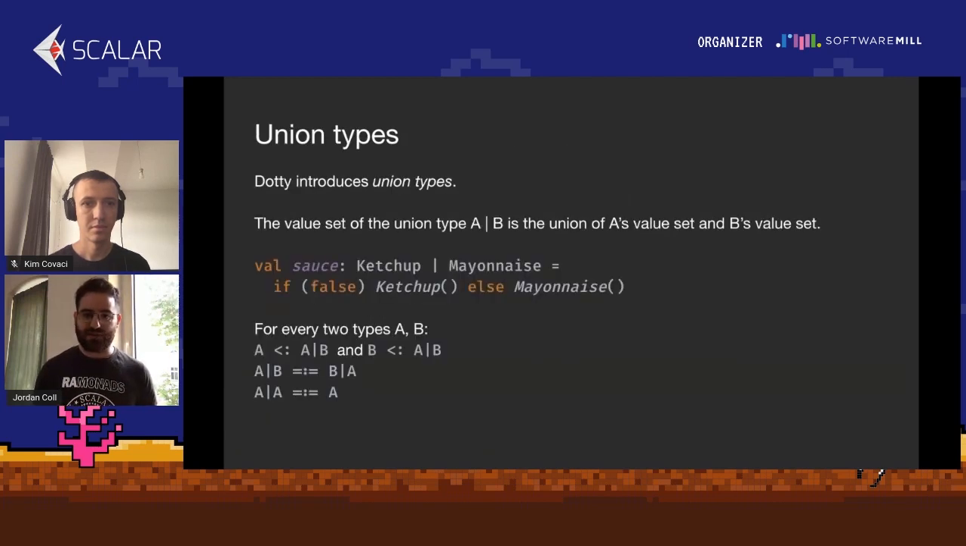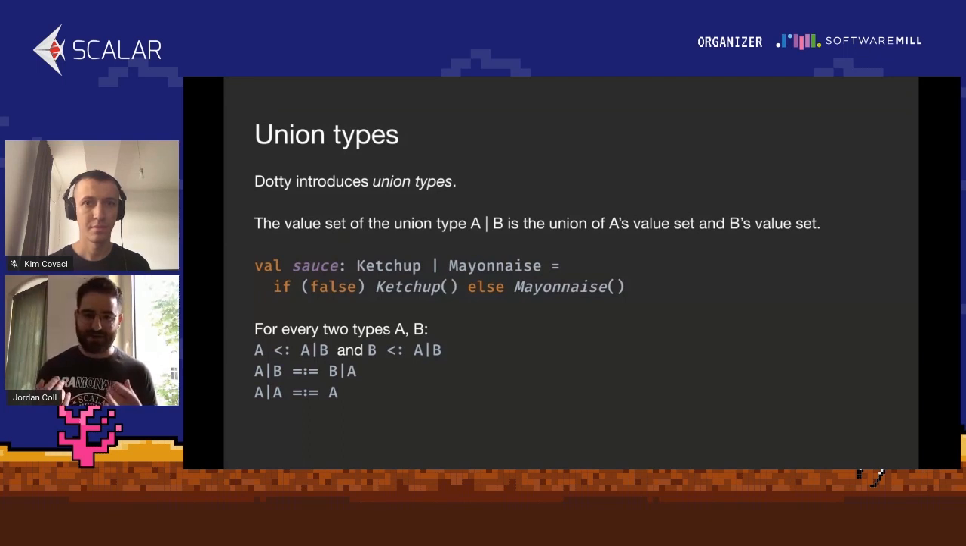So some languages already have union types, like TypeScript. We'll be getting them in Scala 3. So what is a union type? Well, a union type is a type that is a union of two other types. In our example, Ketchup | Mayonnaise is the union type of Ketchup and Mayonnaise. Values of this type can contain any of the values of the two types. So our Sauce can hold any Ketchup or any Mayonnaise.